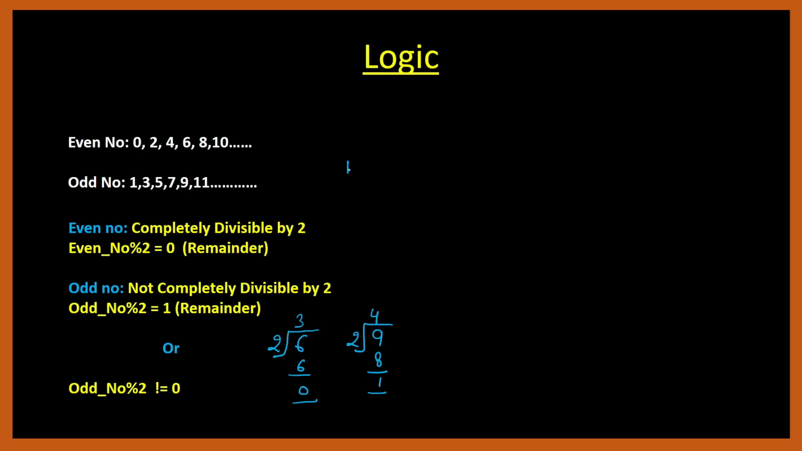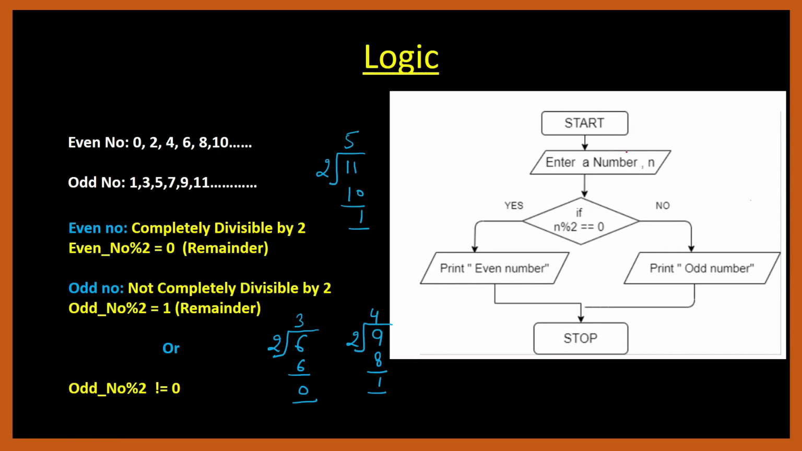Even if you take any other odd number, let's say 11, and you divide it by 2, 2 fives are 10, you will get 1 as the remainder. Always you will get 1 as the remainder. And in the case of an even number, you will get 0 as the remainder when it is divided by 2. So we will use this approach in our program.